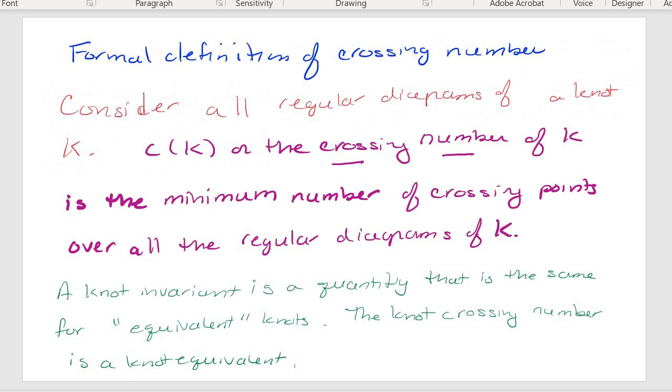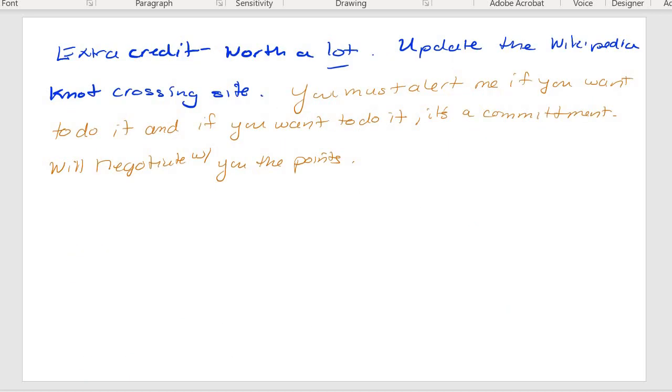I went to the knot crossing Wikipedia site, and it's super underdeveloped. So if anyone wants to take that on in this class, we can negotiate your extra credit for that, to build it back up. First come, first serve. So if you want to do it, you're committing yourself to doing it. So think about it carefully before you contact me, because then I'll start goading you into getting it done.